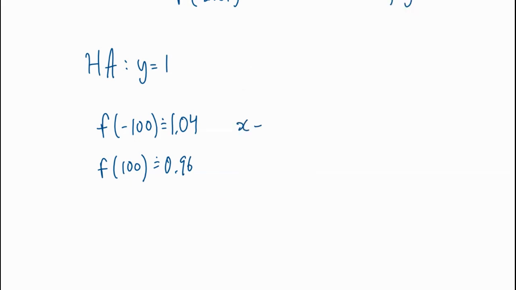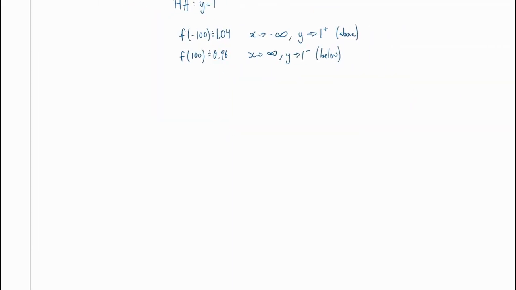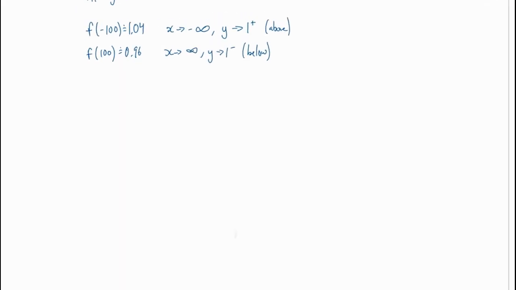So as x goes to negative infinity, y is approaching 1 from above. As x goes to positive infinity, y approaches 1 from below. All right, now that we have everything, we can make our sketch.